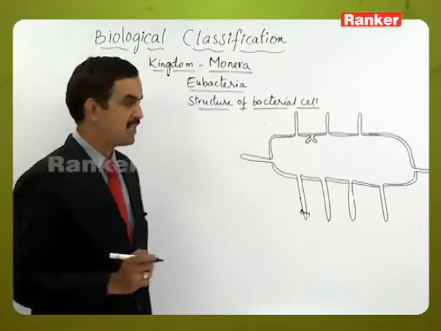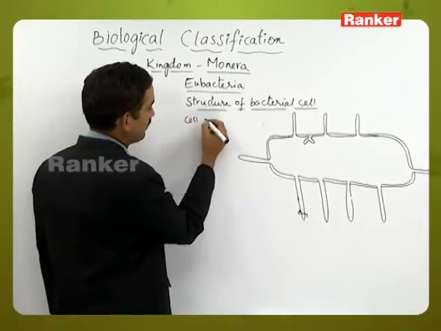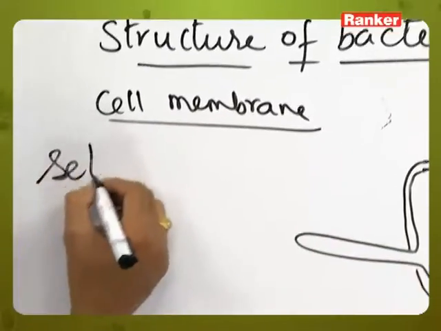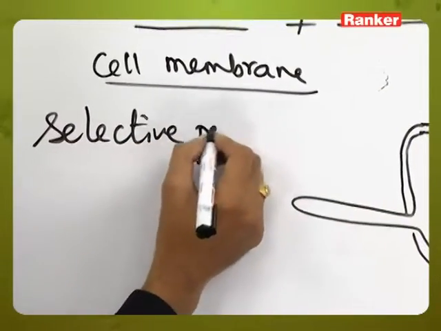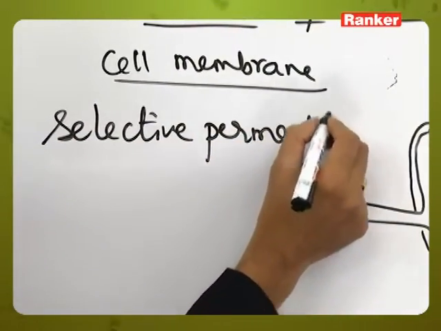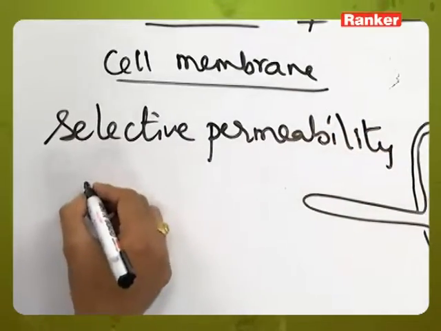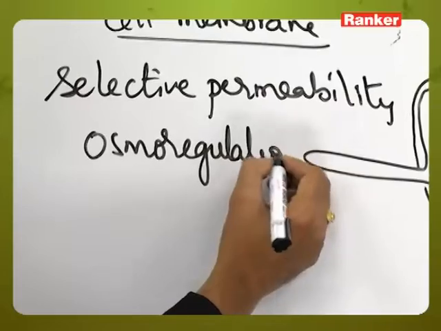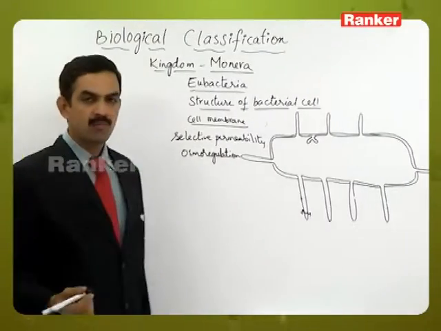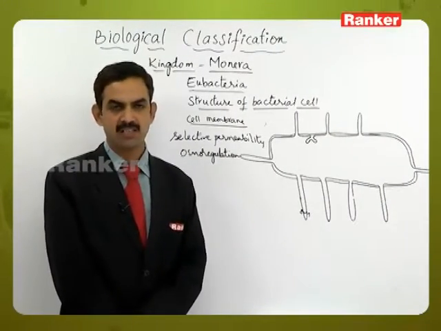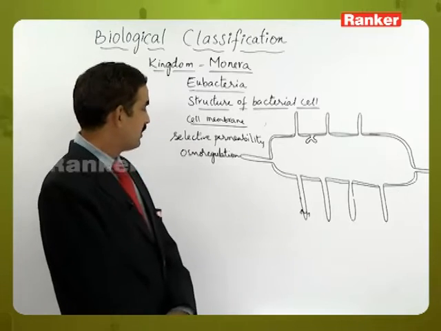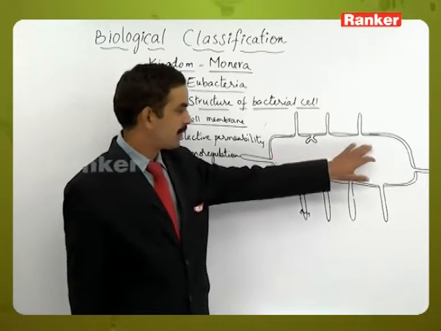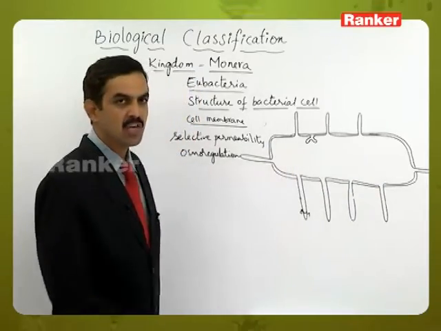The normal functions related to the cell membrane are: one, the selective permeability, and apart from this, it also helps in the process of osmoregulation, that is, maintaining the concentration of water inside the bacterial cell. So this is about the organization that can be seen in the cell membrane. The other content present inside the cell membrane is called the cytoplasm.